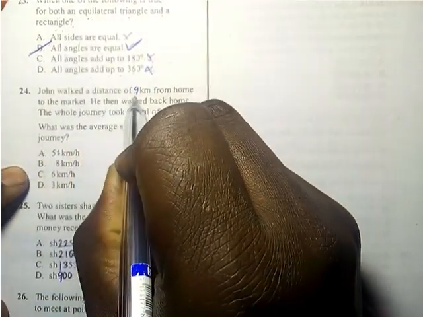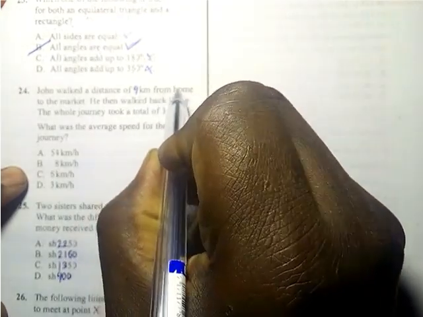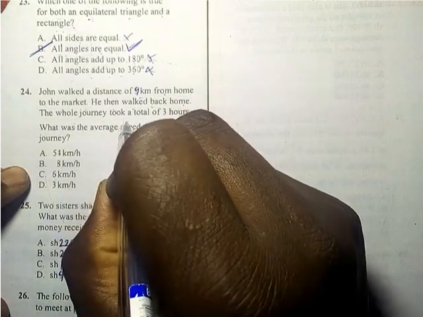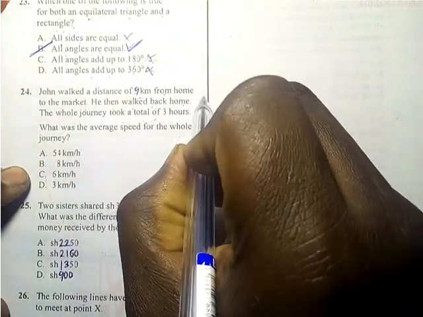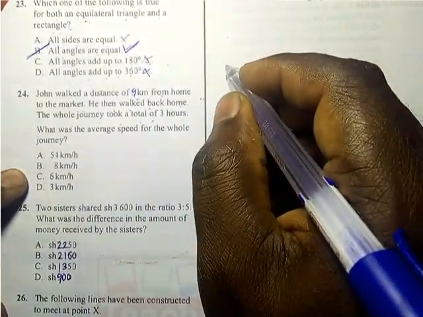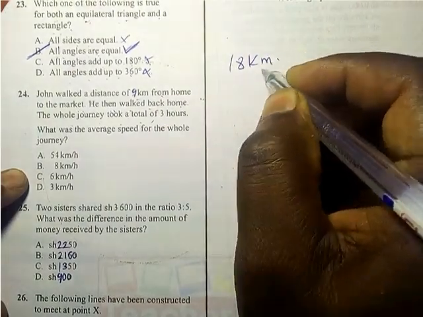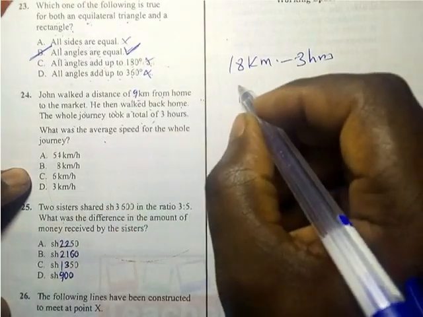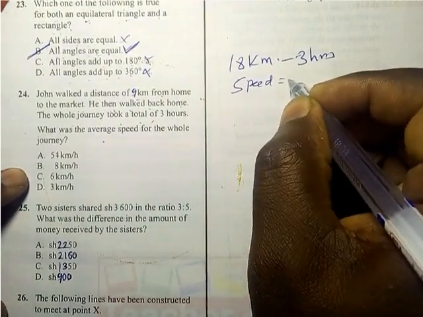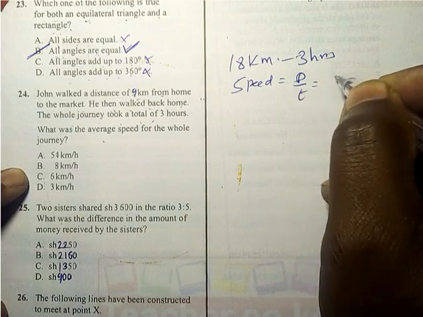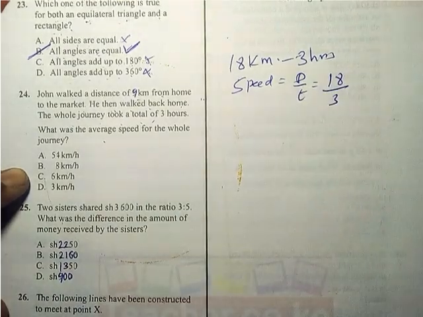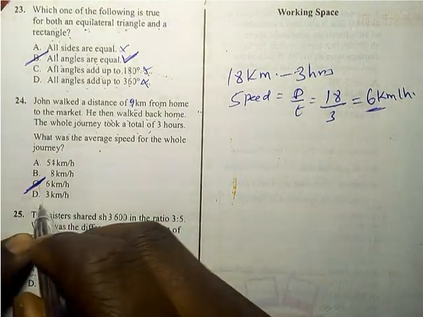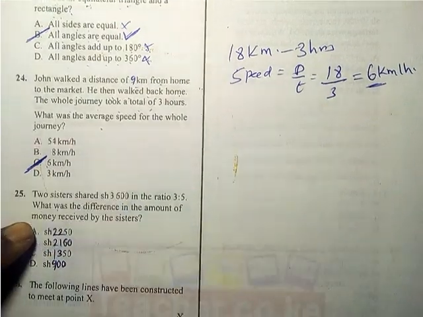John walked a distance of 9 kilometers from home to the market. He then walked back home. The whole journey took 3 hours. So if he went 9 kilometers to the market and came back, he has covered a distance of 18 kilometers. He took 3 hours. But we know average speed. Speed equal to distance over time, which is 18 divided by 3. So it is 6 kilometers per hour.